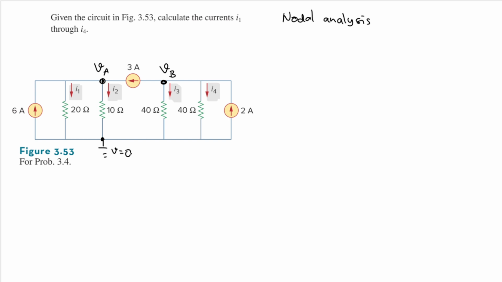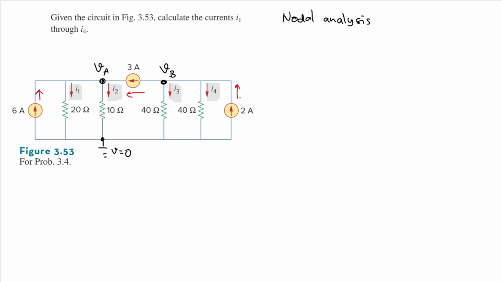Then we need to assume the direction of the current. And we are already given the direction. I1 going down, I2 going down, I3 going down, I4 is going down. But it leaves us with the branch with the current source. Just follow the current. So this is going up, so I will also assume that is going up. This is going to the left, so I will assume it is also going to the left. And then this is going up, so I will also assume it is going up.